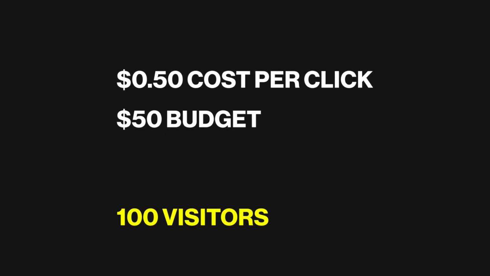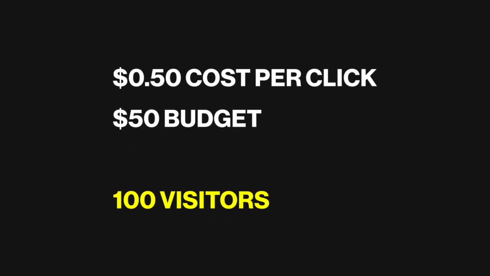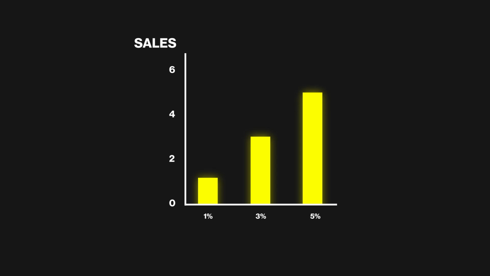Cost per click gets people to your site. Conversion rates decides whether or not they buy. If we have a 50 cents cost per click and a $50 budget, we'll get 100 visitors to our website. That's awesome. That's really, really great. If our store conversion rate is 1%, that's only one sale for those 100 visitors, meaning one sale costs around $50. Now, if we can get our website to a 3% conversion rate, we have suddenly tripled our sales, all without spending any more money on ads.